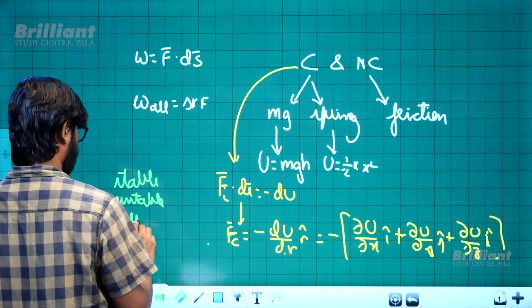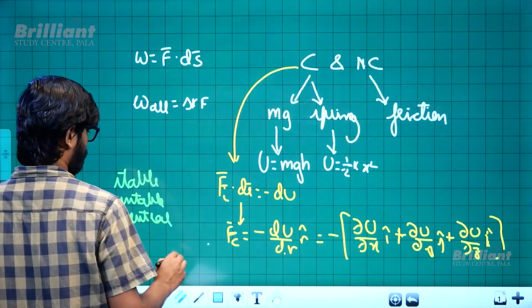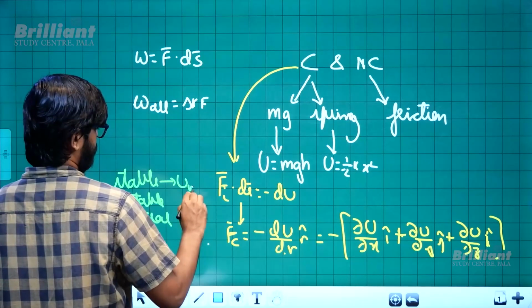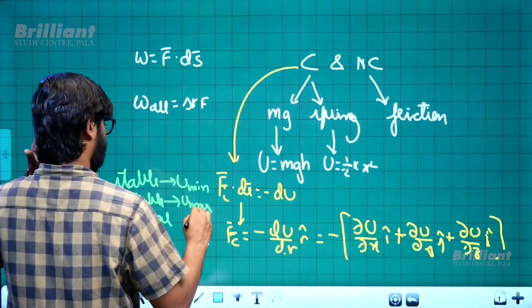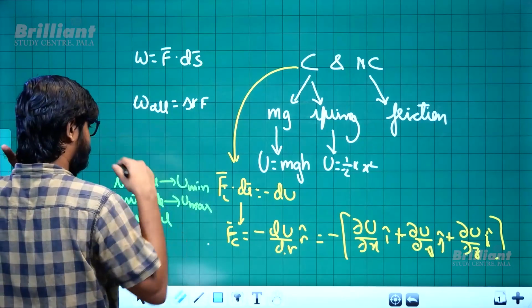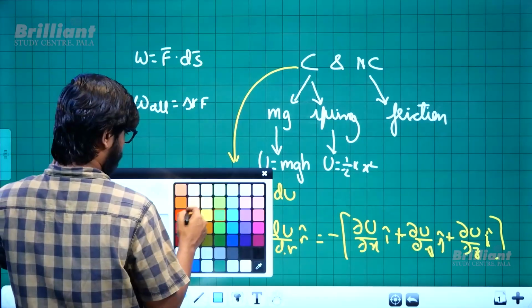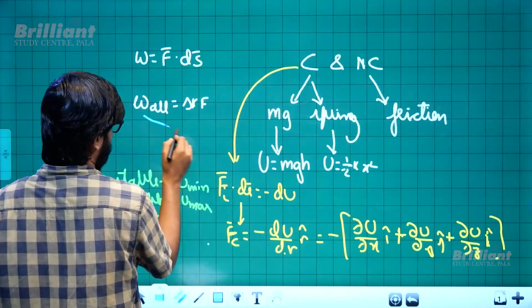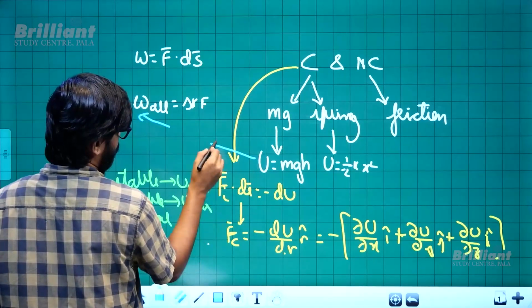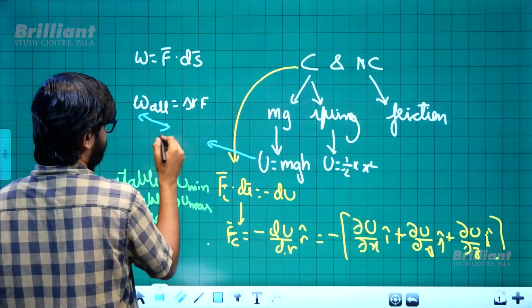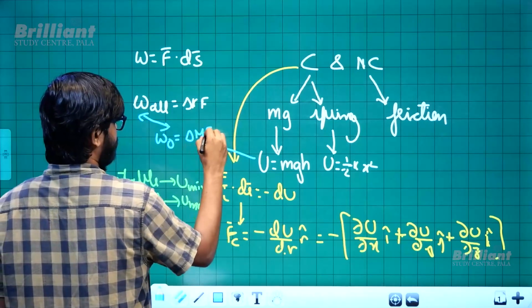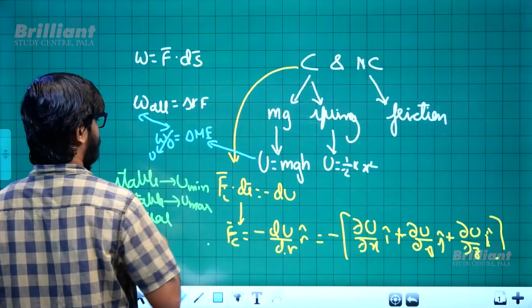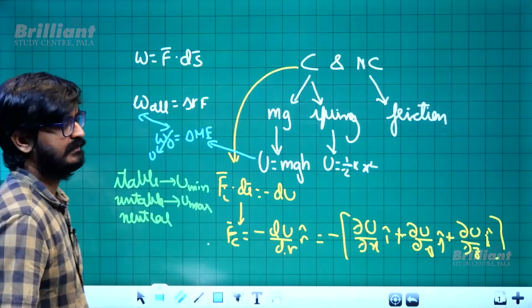and neutral equilibrium. Stable equilibrium is the case where potential energy is minimum, unstable equilibrium is where potential energy is maximum. Then we started connecting these two using potential energy. So work done by all other forces equals change in mechanical energy. If work done by other forces, other than conservative, is 0, then mechanical energy will be conserved.